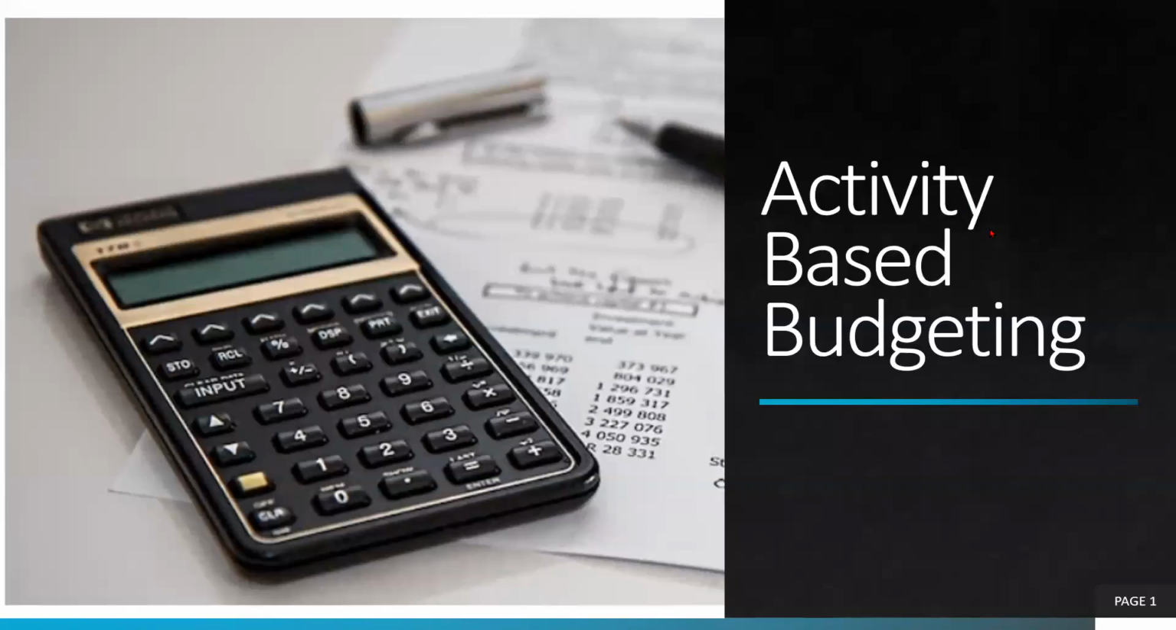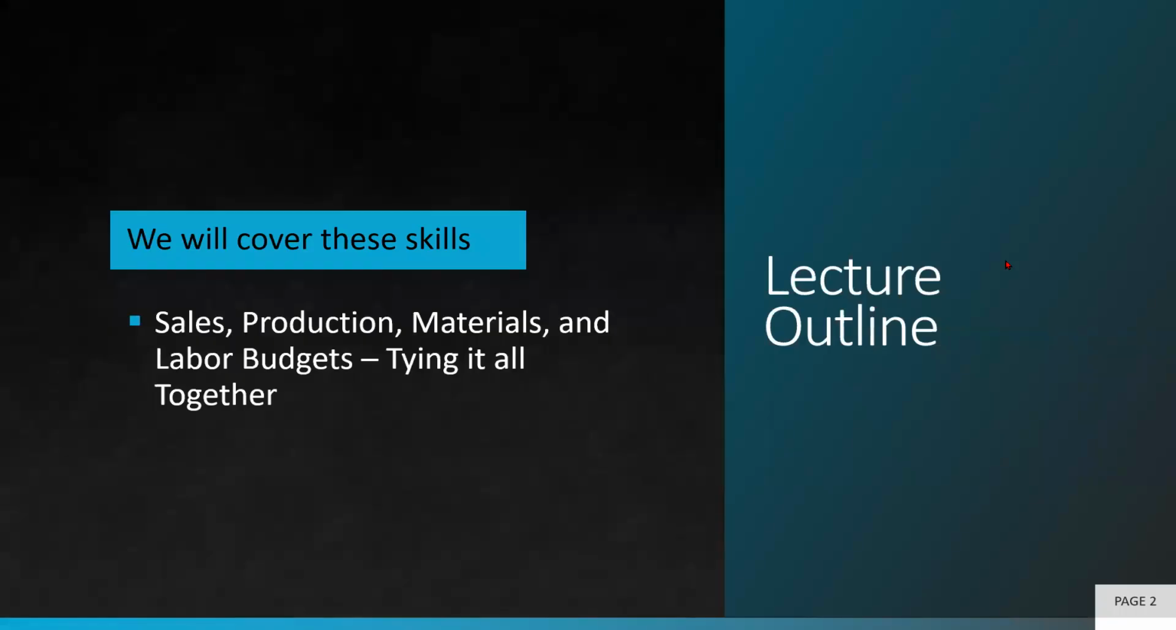Hi, everyone. So now what I want to do is tie all of these videos together and give you a recap of how you would use activity-based budgeting. With activity-based budgeting, you need a sales projection, production, materials, and labor budgets, and that will tie all of the information together.